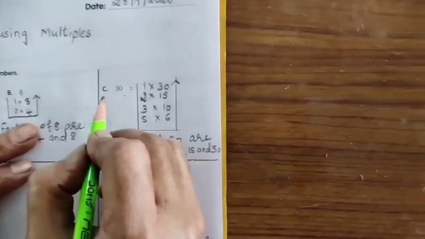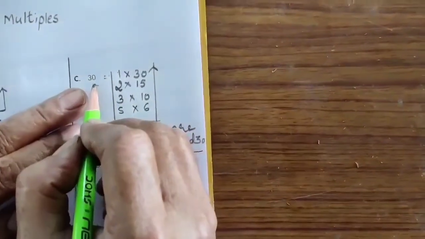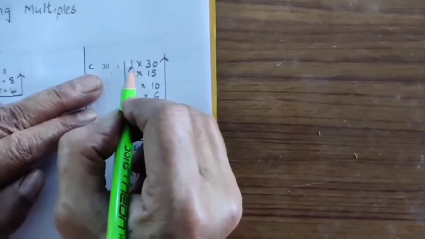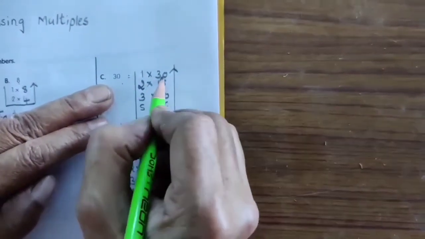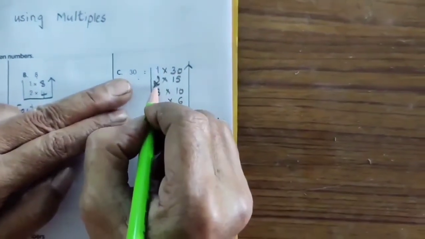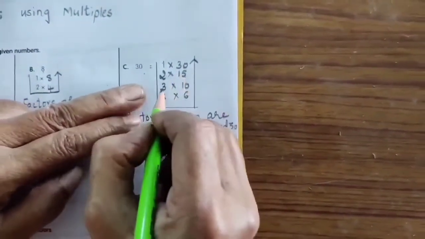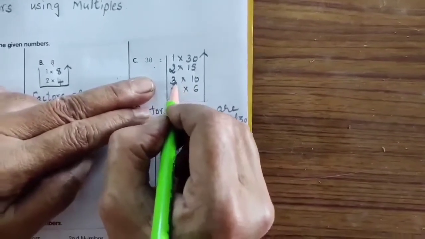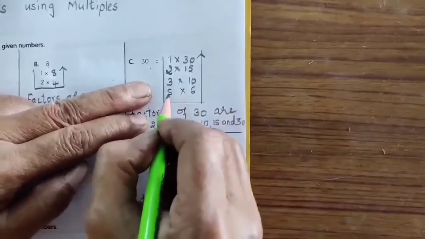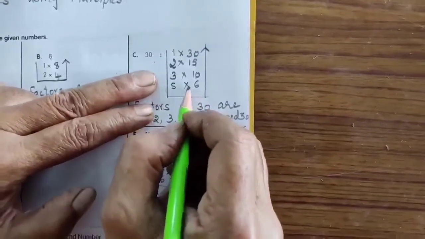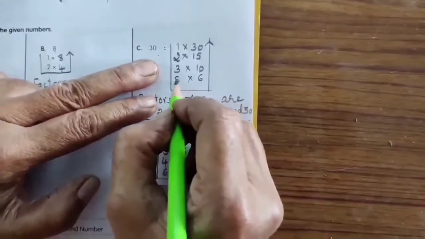Next, C bit. What are the factors of 30? Is 1 a factor of 30? Yes. 1 into 30 is 30. Is 2 a factor of 30? Yes. 2 15s are 30. Is 3 a factor of 30? Yes. 3 10s are 30. Is 5 a factor of 30? Yes. 5 6s are 30. Next, 6, table? Yes. 6 5s are 30.